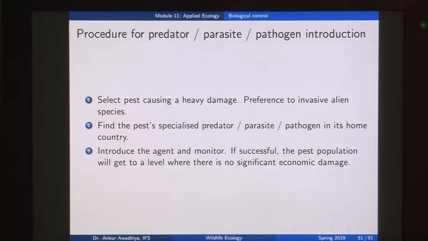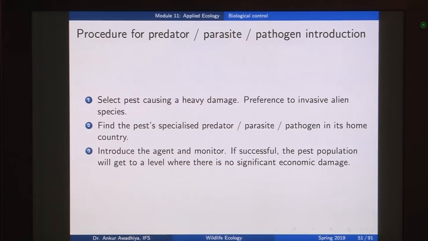So, in a number of cases, it is much easier to find a predator or a parasite or a pathogen. In this case, the steps are: one, you select the pest that is causing heavy damage, and you give preference to the invasive alien species.